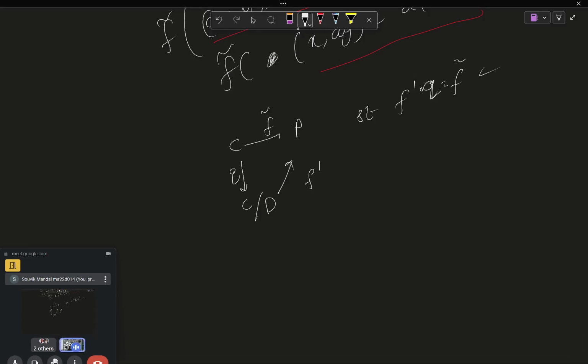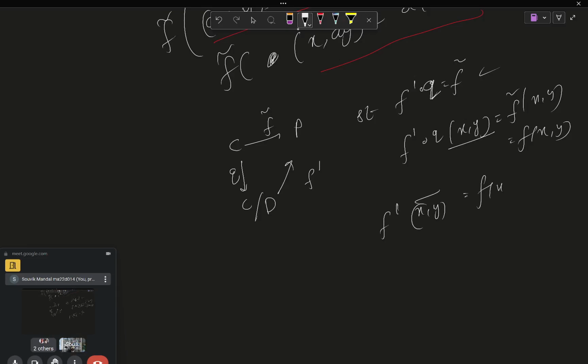So this means F dash compose Q is equal to F tilde, and Q is the quotient map, right? So F dash compose Q of x comma y is equal to F tilde of x comma y, and F tilde of x comma y is nothing but F of x comma y, right? And this Q of x comma y is nothing but x comma y whole bar, and this is nothing but F dash of x tensor y, which is F of x comma y, right? So from this relation we are getting this.